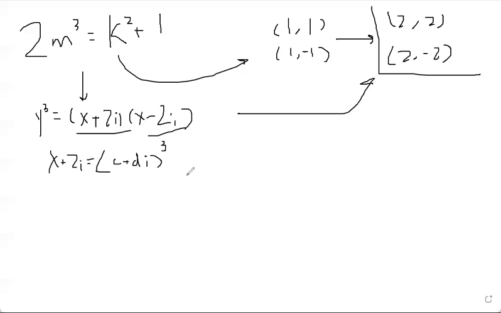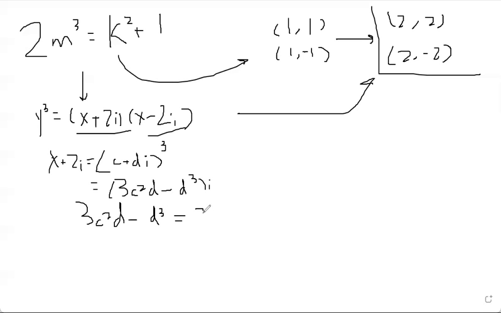Now, what does this mean? Well, again, we can just look at the imaginary part. We can expand this as 3c squared d minus d cubed i plus some other part. This is going to give us that 3c squared d minus d cubed is equal to 2.